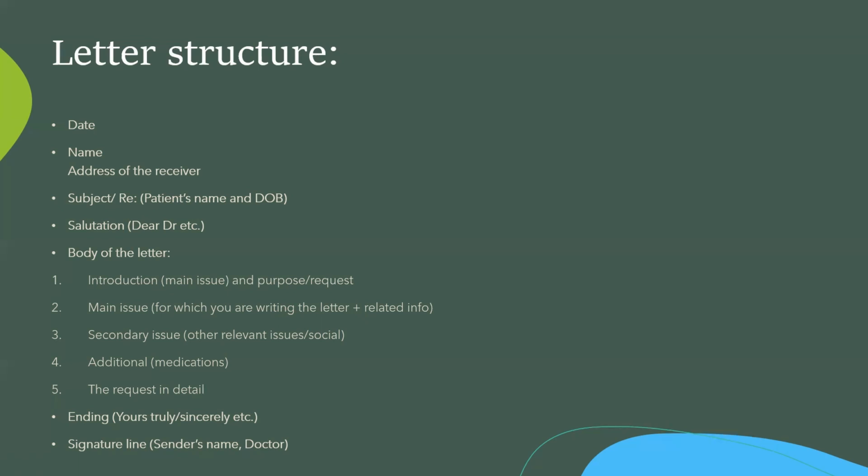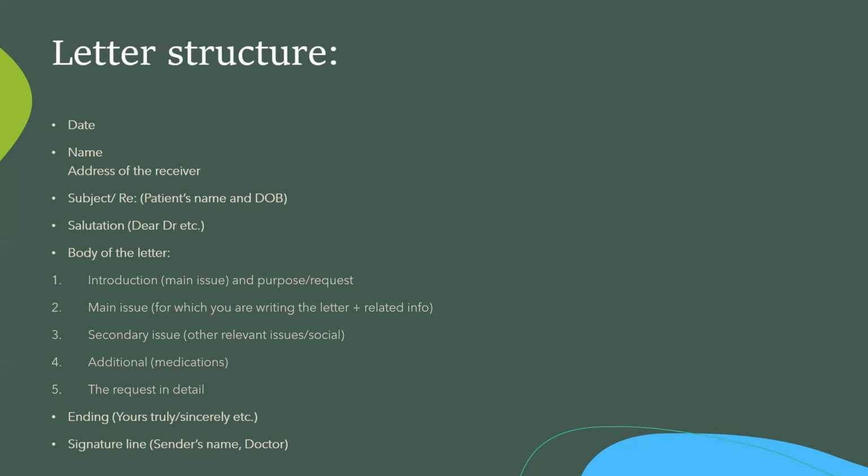Then the important part, that is the body of the letter, where you have to be organized, where you'll be marked, and you have to use your head for this part. The first point would be the introduction. As I mentioned, make your purpose apparent immediately. So in the introduction, you will write the main issue, why you are writing this letter to this person, and what you want them to do, your request.